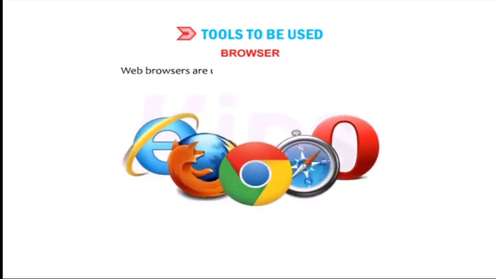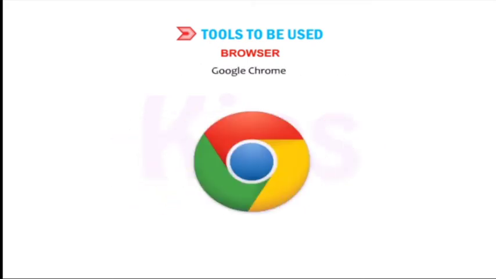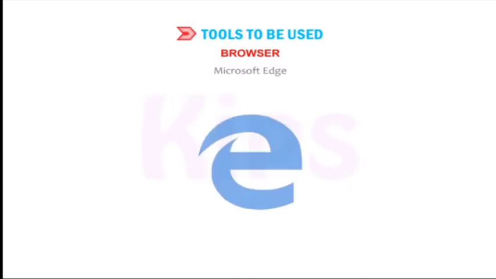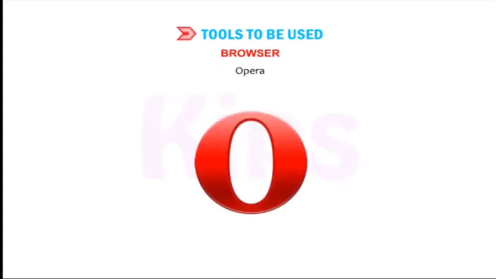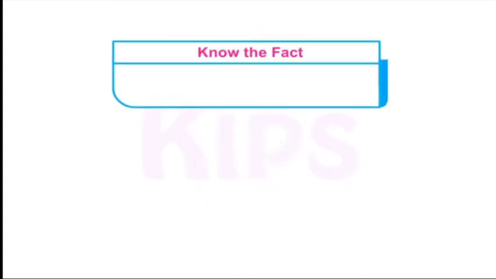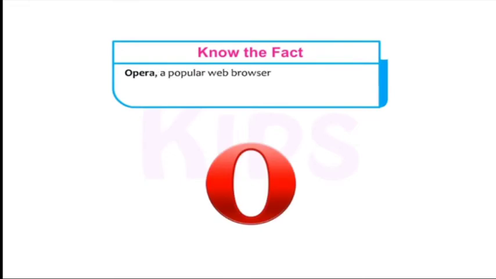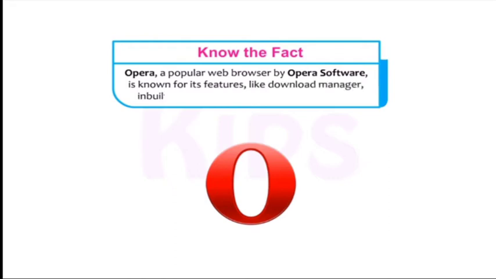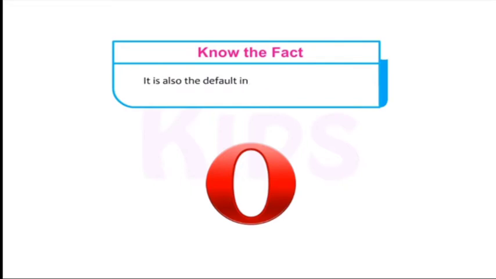Browser. Web browsers are used to view the HTML documents. Some commonly used web browsers are Google Chrome, Apple Safari, Internet Explorer, Mozilla Firefox, Microsoft Edge, Opera. Students, know the fact: Opera, a popular web browser by Opera Software, is known for its features like download manager, inbuilt phishing and malware protection, etc. It is also the default integrated browser for various mobiles.